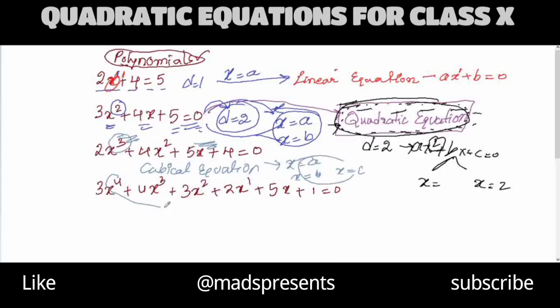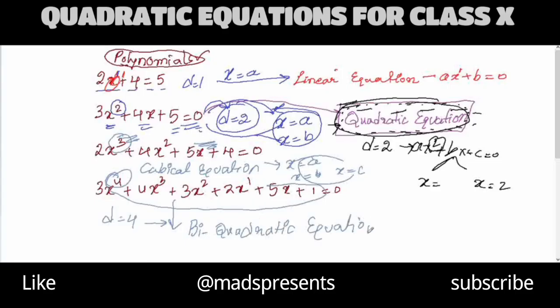If you see this equation, here the highest power is 4, so the degree is equal to 4. The name of this equation is called a biquadratic equation. Here also, if you solve, you will get 4 x values, which means you will have 4 solutions here.